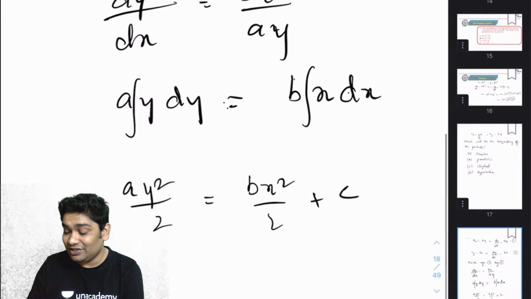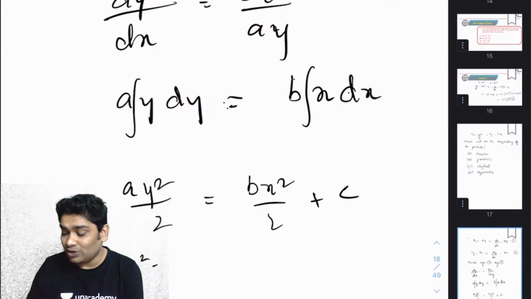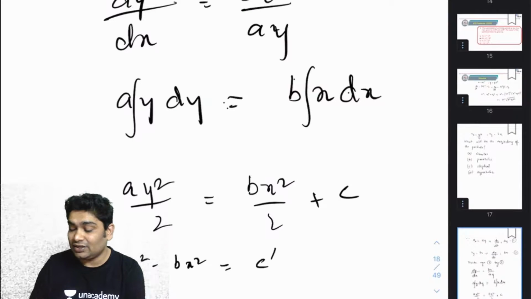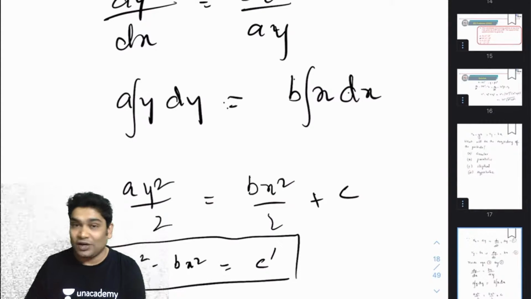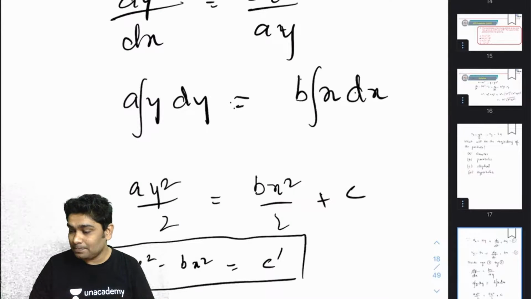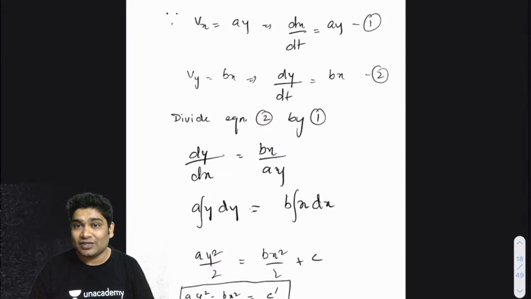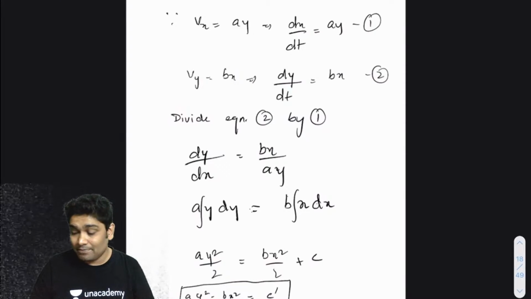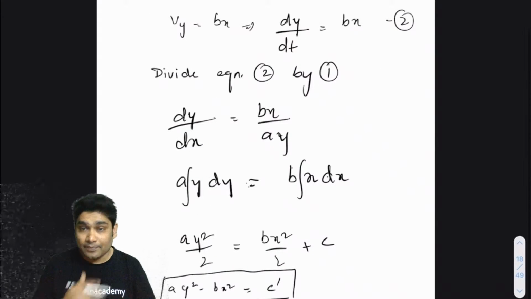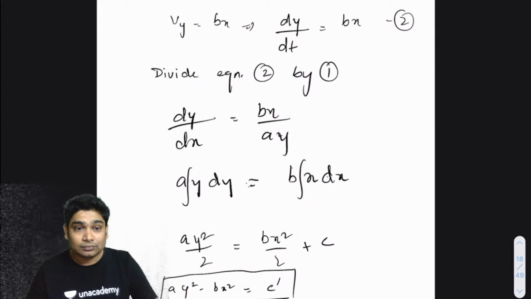So what is the equation? The equation is of the form ay square minus bx square equals some c dash. A and b were positive, by the way. This is the form of the equation that I'm getting. What kind of trajectory do you think this will be? Okay, what is the kind of trajectory that this equation will represent? Tell me.